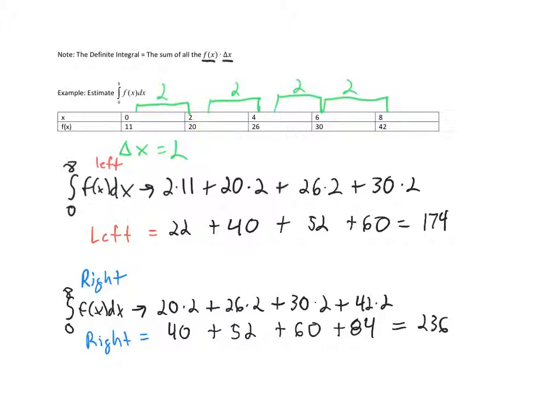And so what I would say is that we know that the actual area must be in between these two values. So we're going to use an average to estimate. I'm going to say that from 0 to 8 of f of x dx equals the average of these two things. So 174 plus 236 divided by 2 equals 205. In other words, I would guess the area under this f of x function from 0 to 8 is 205.